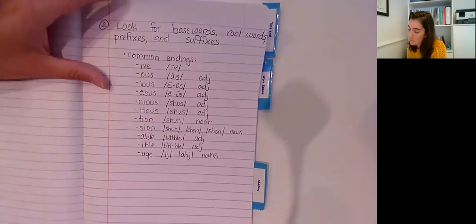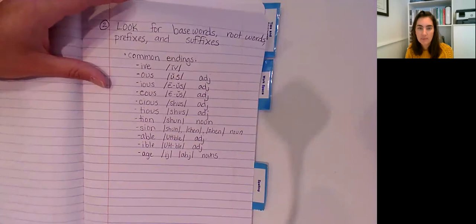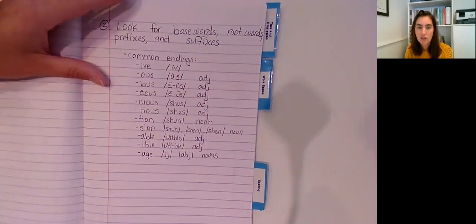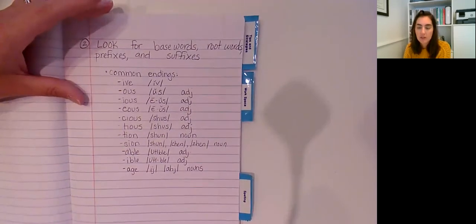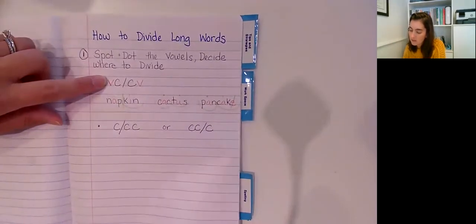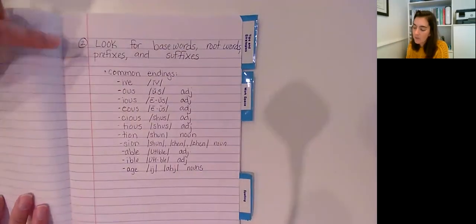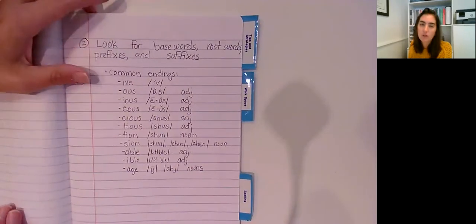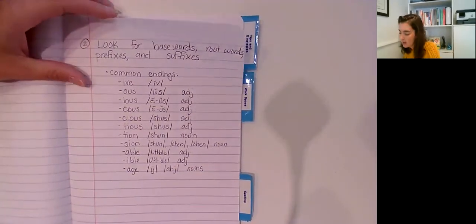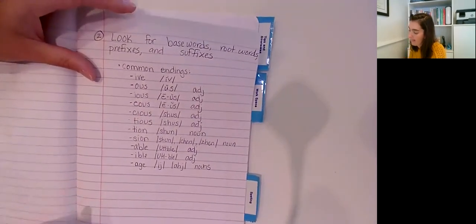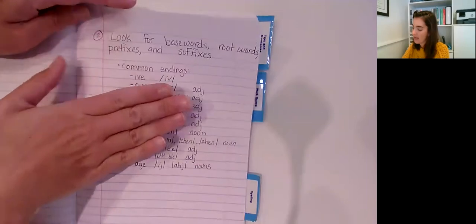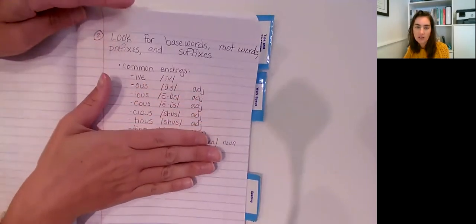Then we moved pretty quickly into upper level stuff, because he responded really nicely to intervention. So looking for base words, this is number 2, because number 1 is to spot and dot and decide where to divide. Another way to break up a big word is to look for base words, root words, prefixes, and suffixes. So we were going through common endings for reading and for spelling. And this is the list. As we went, we added on to this each time.